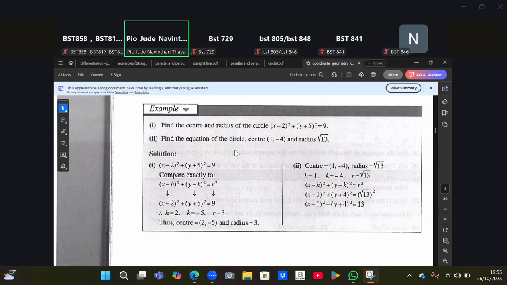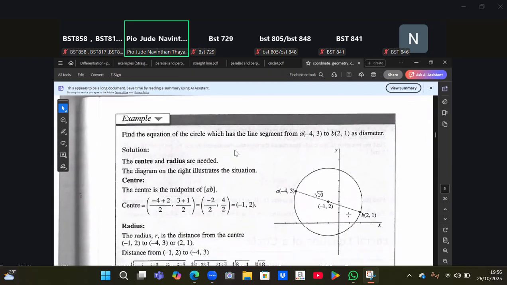At the same time, the center (1, -4), the radius is root 13. Find the equation of a circle centered at this one. We are saying your h is 1, k is minus 4, r is root 13. Then x minus h square plus y minus k square is equal to r square. Simply you can find the equation, right?